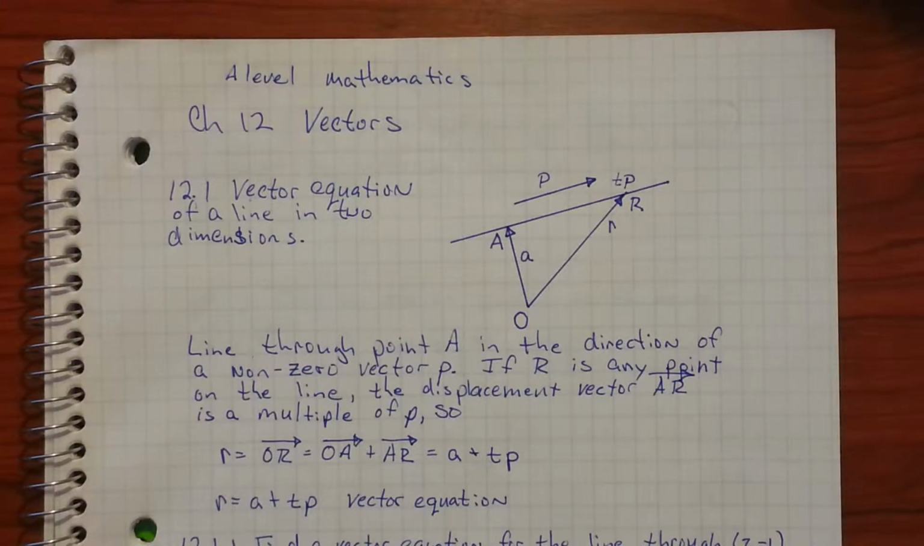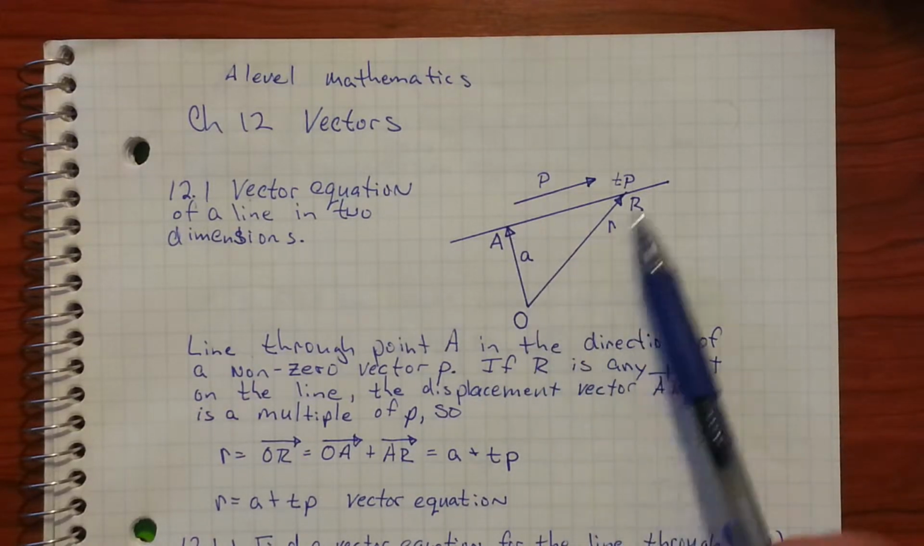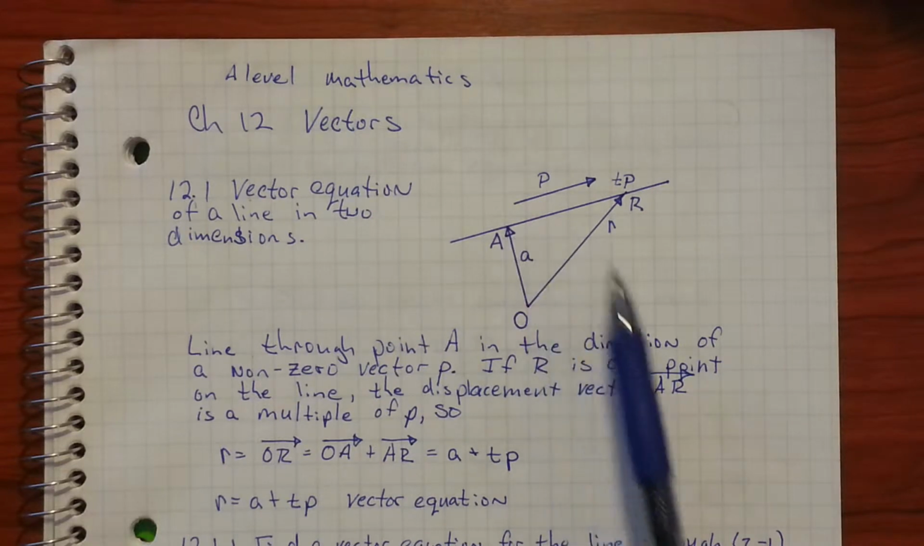It's A-level mathematics, chapter 12, vectors. Now, I have a vector equation here of a line in 2 dimensions. So right now I'm only going to be dealing with 2 dimensions. So right here I have directions. I have a direction going this way, this way, and this way.